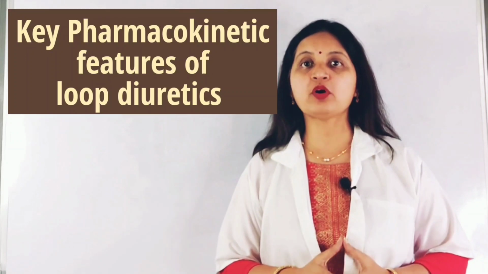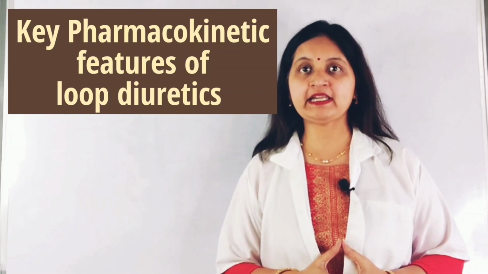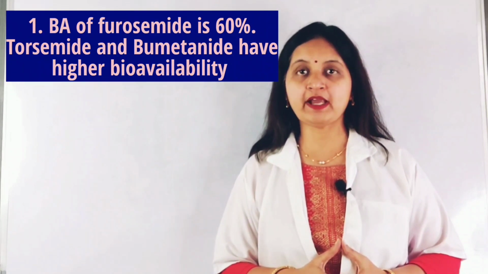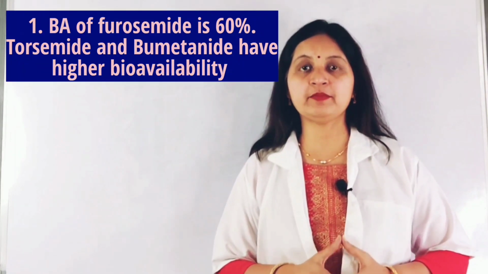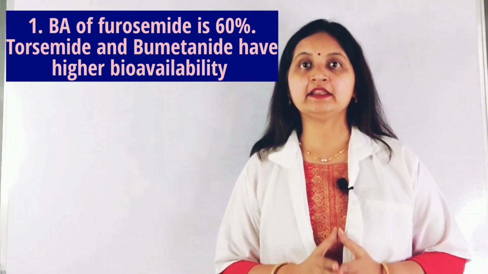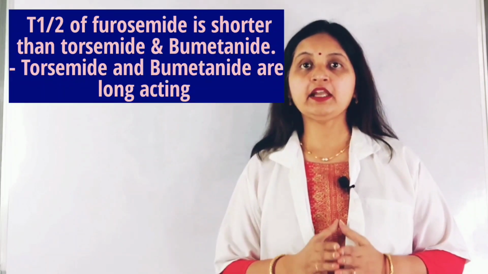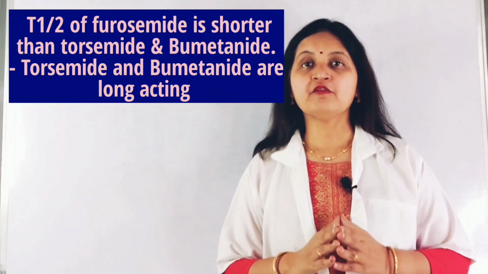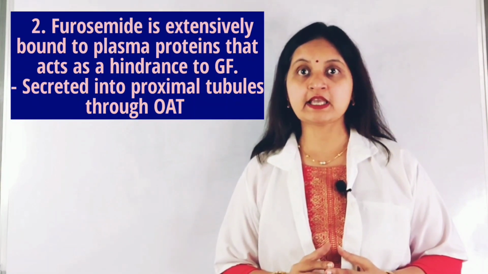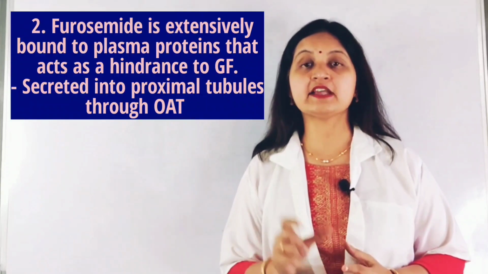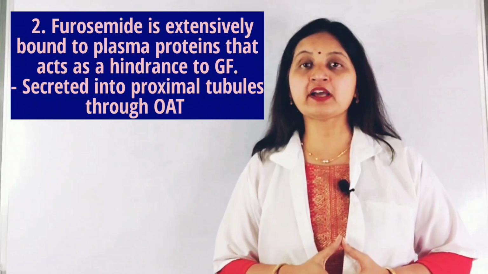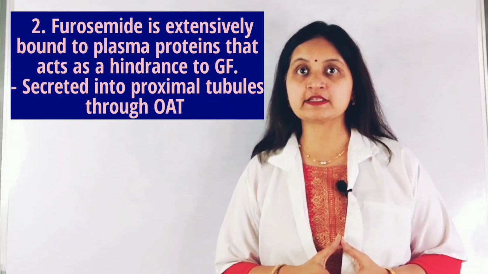The average oral bioavailability of furosemide is 60%. In contrast, bumetanide and torsemide have higher bioavailability. So the absorption is better than furosemide and they are longer acting. In terms of elimination, furosemide is extensively bound to plasma proteins and this acts as a hindrance to glomerular filtration because only the free drug is filtered through the glomerulus.